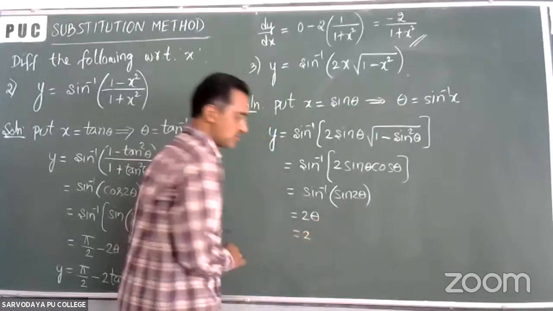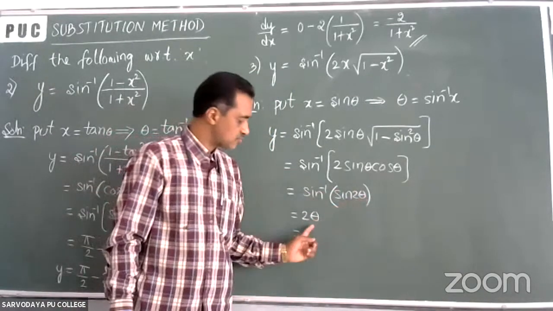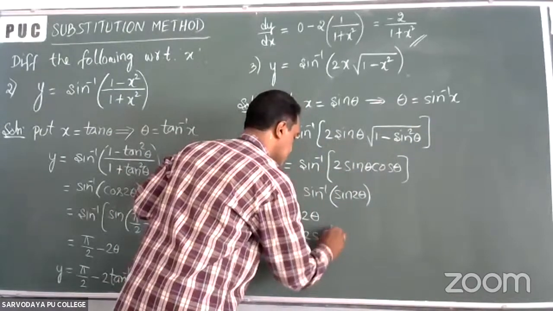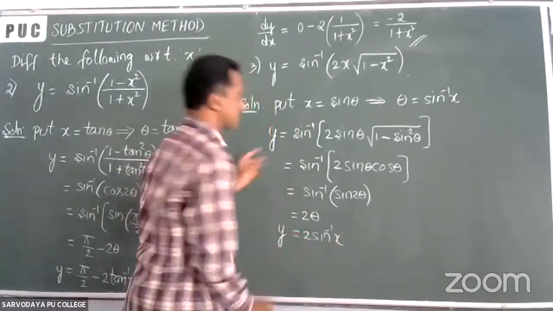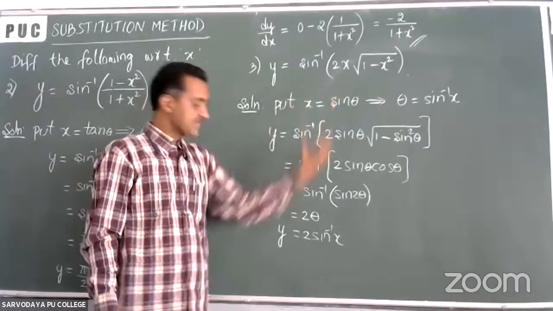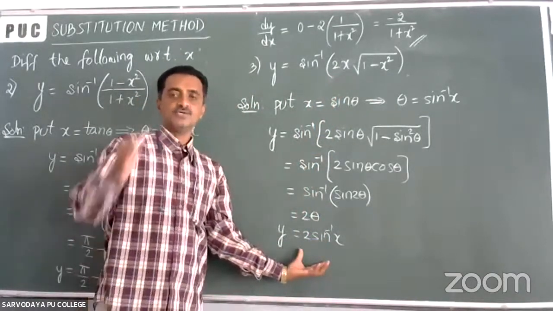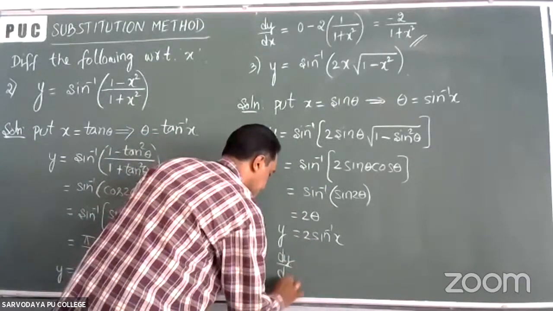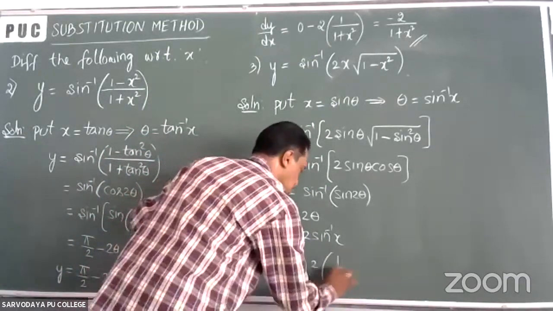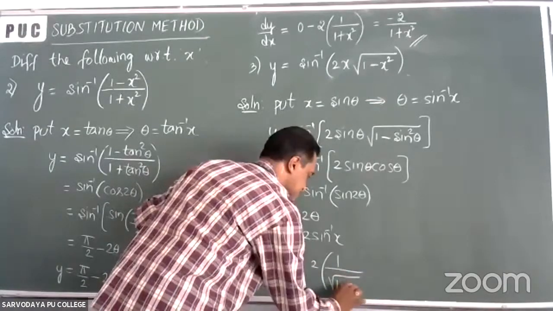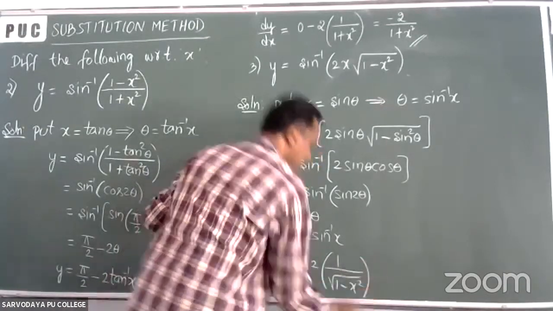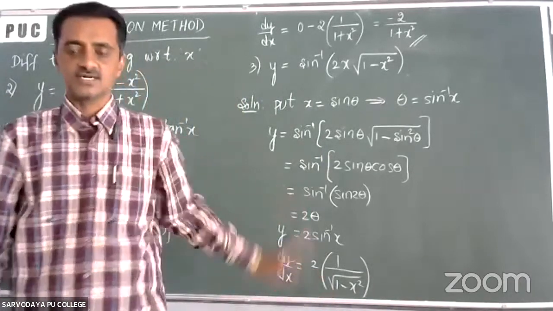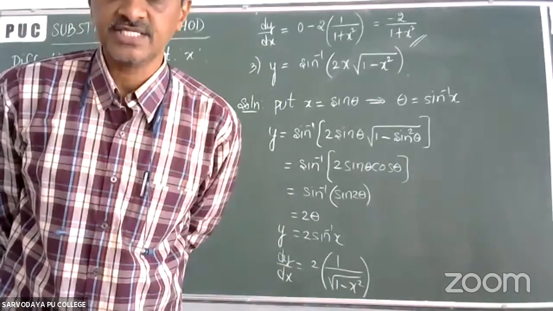This is equal to sin inverse of sin 2 theta, which is 2 theta. 2 into theta is sin inverse x. So y is equal to 2 sin inverse x. We have expressed this kind of function simply like this so that differentiation becomes easy. dy by dx is equal to 2 into derivative of sin inverse x, which we derived in the previous class, 1 divided by root of 1 minus x square. That's the answer.